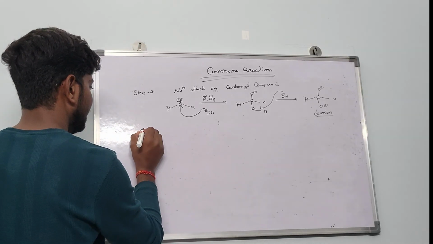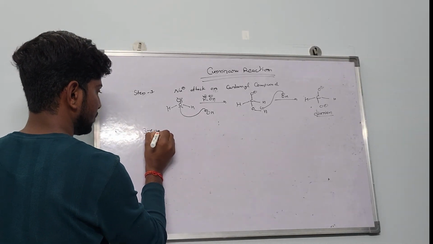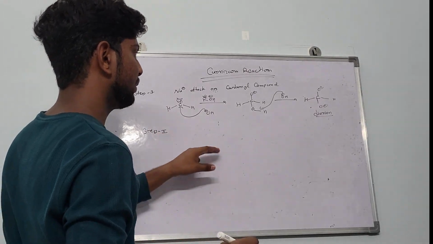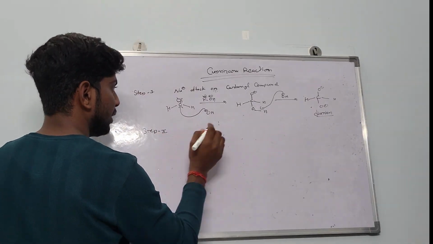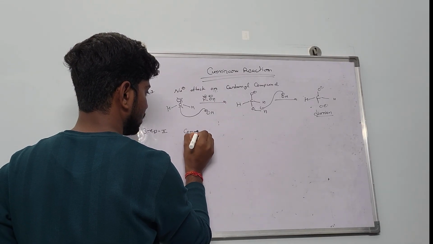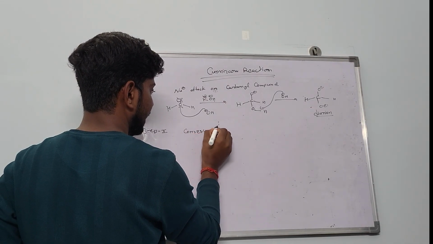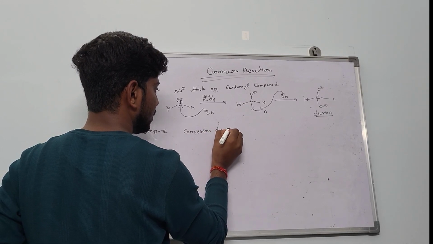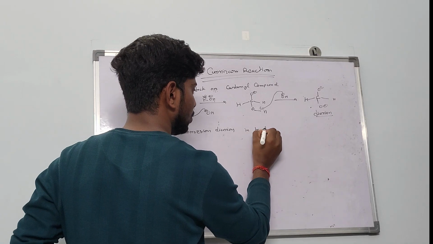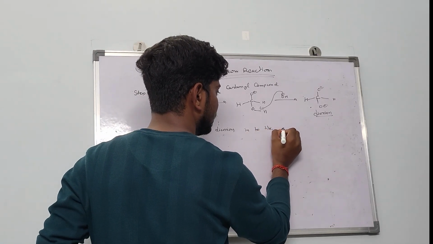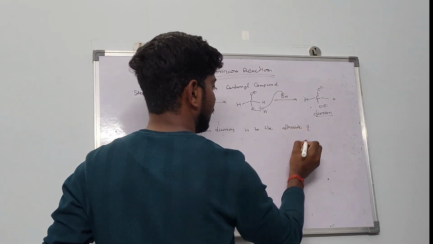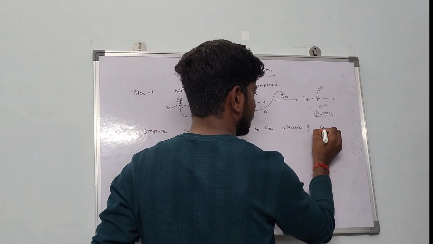Let's see what is happening in the second step. In the second step, we use the dianion. What is the conversion of the dianion into the alkoxide and carboxylate?